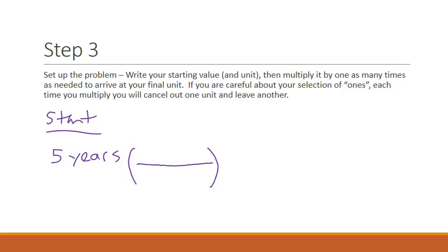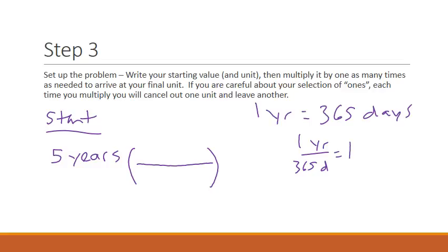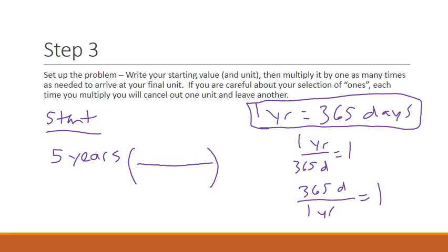So what I'm going to do is, if you were that person that knew that 1 year is equal to 365 days, remember we said anytime two things are equal to each other, we can turn them into a 1. That means that 1 year over 365 days is equal to 1. And 365 days over 1 year is also equal to 1. So this one fact that you know can turn into two values of 1. And the reason this is nice is because this allows me to multiply either of these two things by my original value and not change the fact that I have 5 years in the first place.